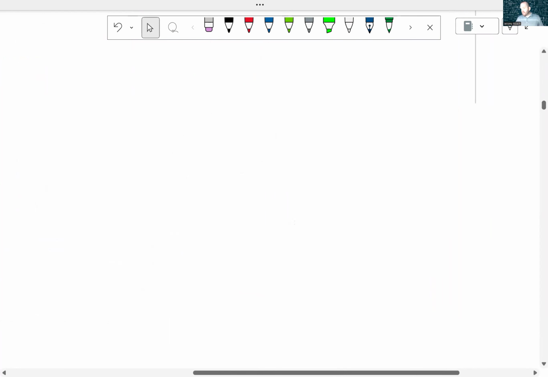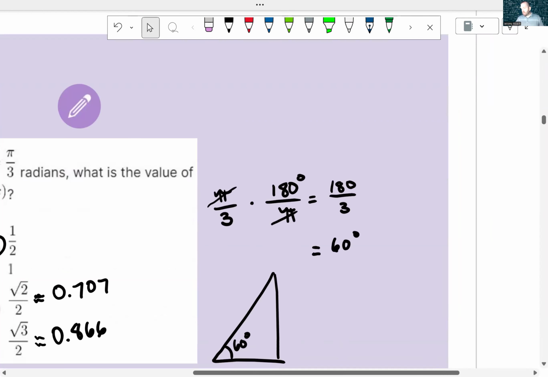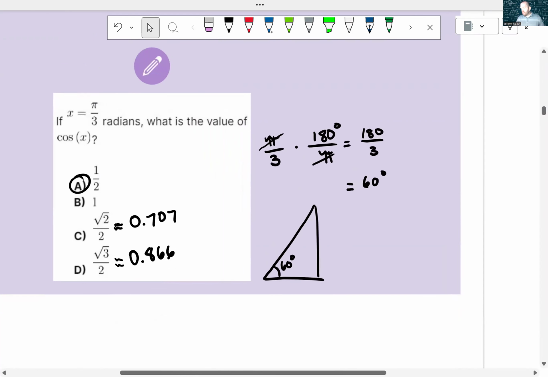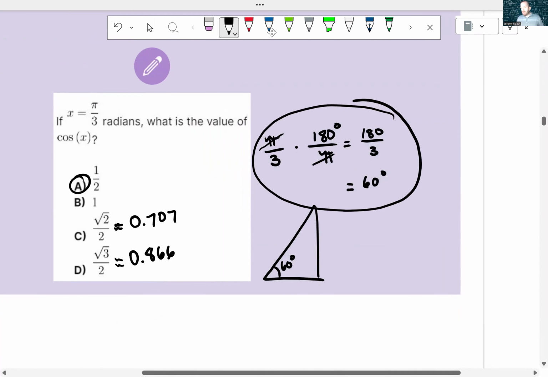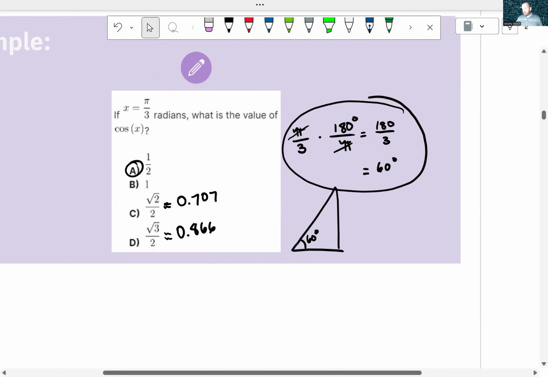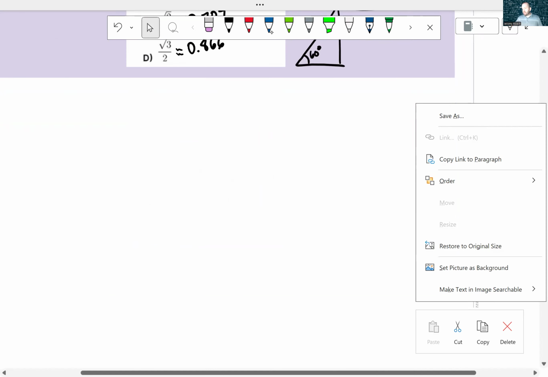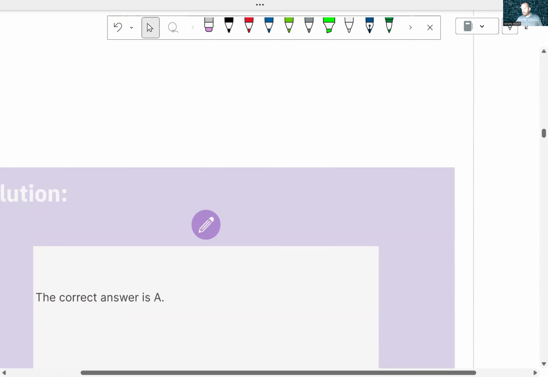And finally, that you can convert radians to degrees like we did here. If you know how to do all of those things, you should be good with most of the trigonometry section on the SAT. Okay.